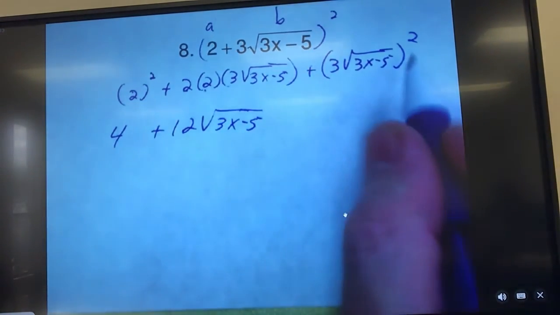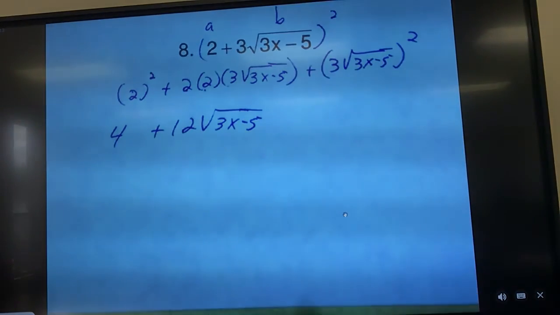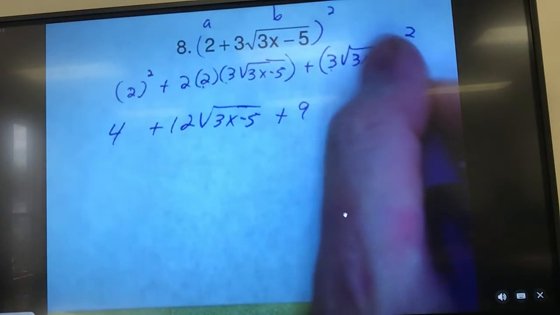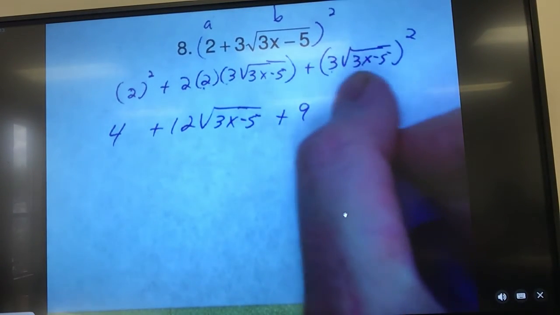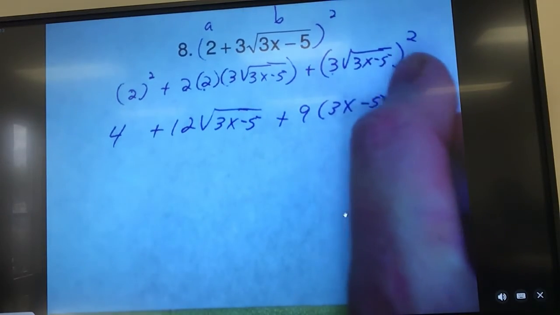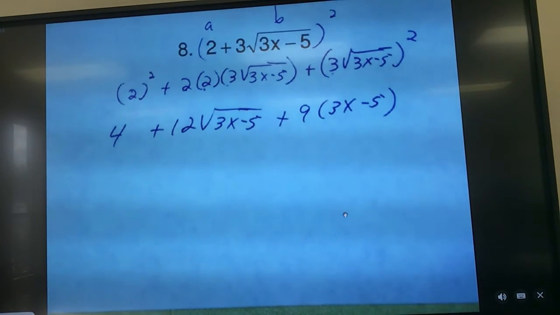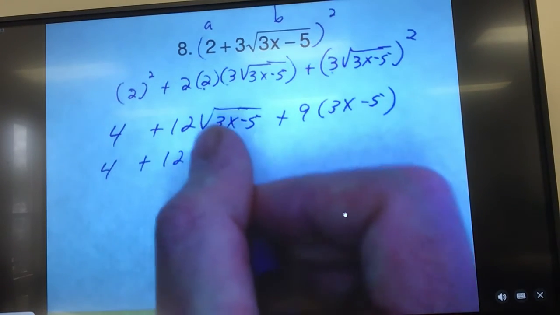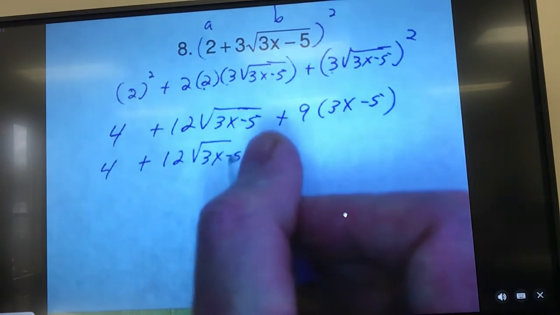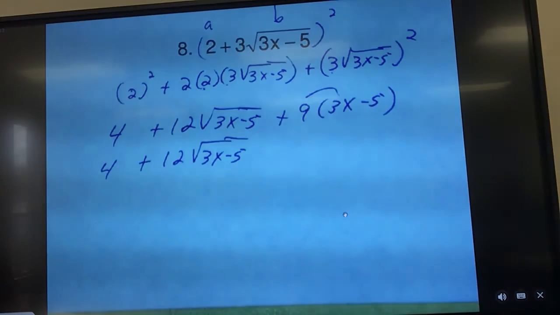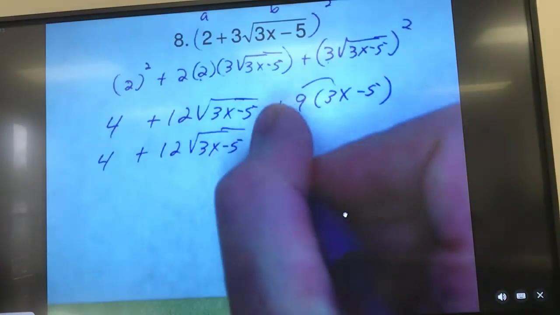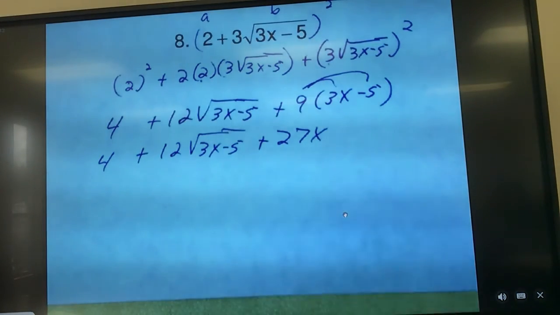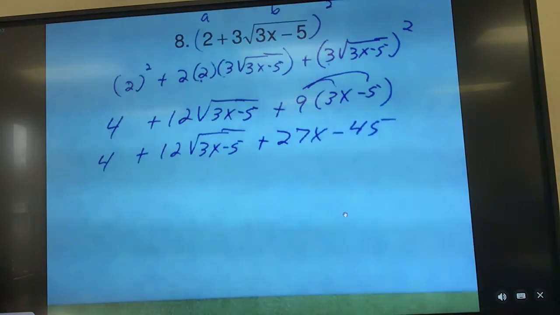Alright, this one's squared. Remember, everything is squared, including that 3. So what's the 3 squared? 9. And what was the rule with this being squared? Drop it. 3x minus 5. Okay, we gotta clean it up some more. We got 4 plus 12 square root 3x minus 5. 9 times 3x is 27x. 9 times negative 5? Negative 45.